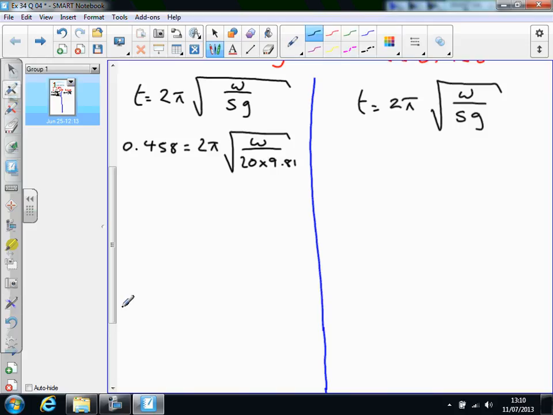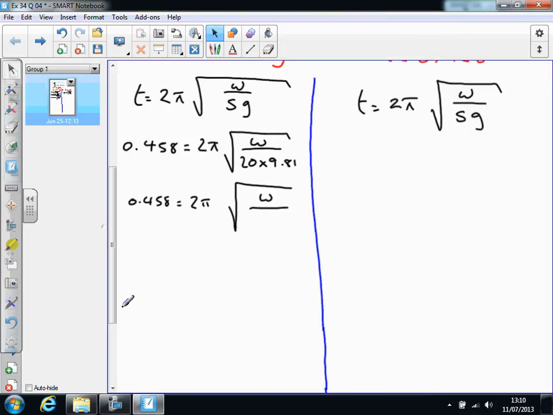we can go some way fairly quickly by just working out what we know. So 0.458 equals 2 pi root W over whatever 20 times 9.81 is, which is 98.1 times 2, which is 196.2.